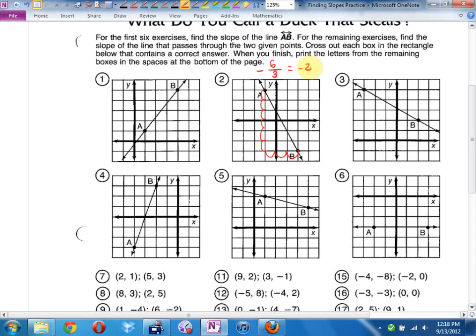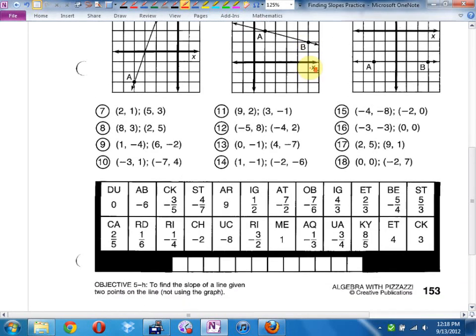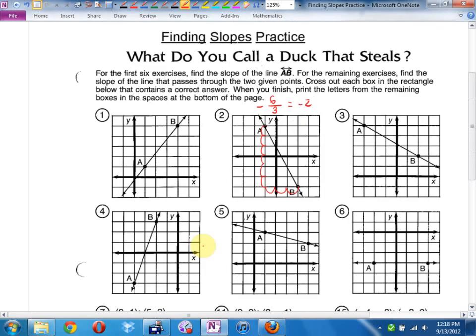For this particular sheet, once you find an answer, if you go down here and you find that slope, which was -2 right here, if you cross out the square that has the -2 in it, which is the CH square, at the very end, whatever squares are not crossed out will tell you what you call a duck that steals, which I know you're dying to know.